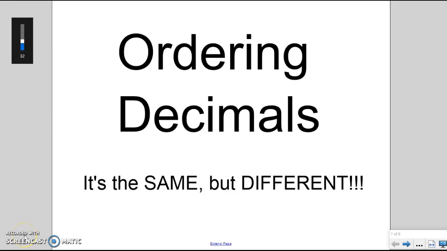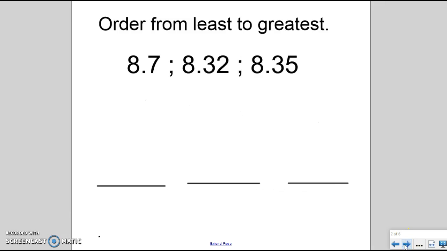Hey guys, all right, so I don't feel like we need to spend a lot of time on ordering decimals. You guys are experts on ordering whole numbers, and when it comes to whole numbers and decimals, it's the same but different. That's right. So if you can order whole numbers, you can order decimals. It's the same exact thing with a twist. So let me show you just how similar it really is.